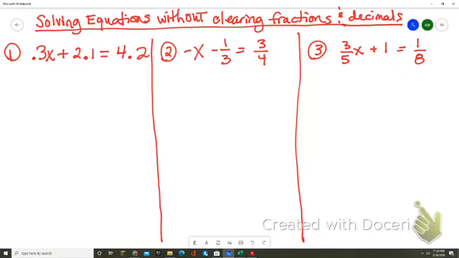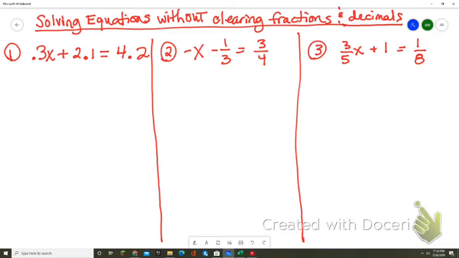Good morning. Today we're going to solve equations without clearing fractions and decimals. So we're just going to keep the decimals and the fractions in our problem as we work through the problem to get our answer. They're not going to be multi-step equations. They're 2 or 3 step tops. So most of them will still be 2-step equations. You just have to think a little bit more with the fractions and decimals.